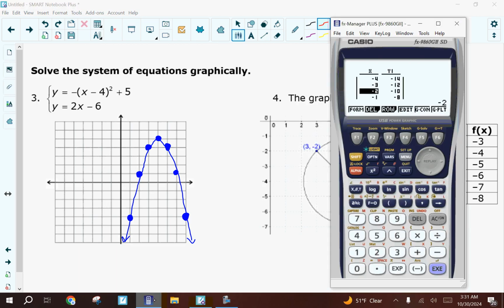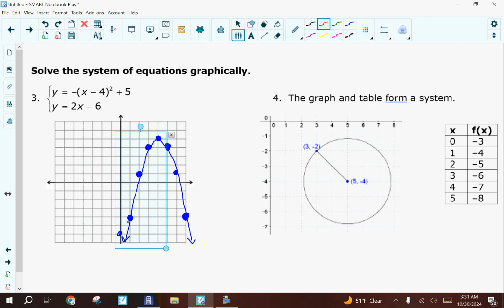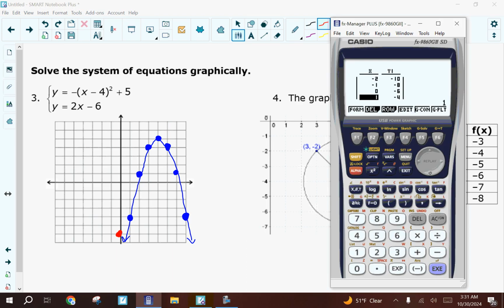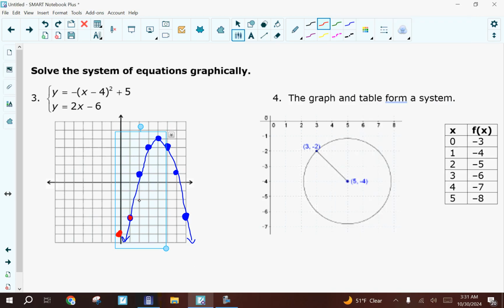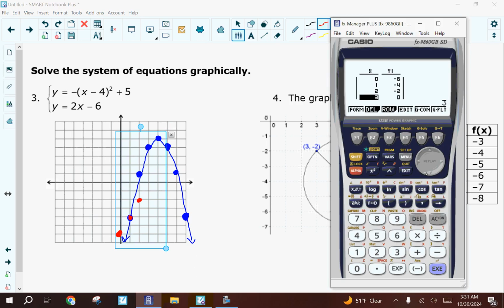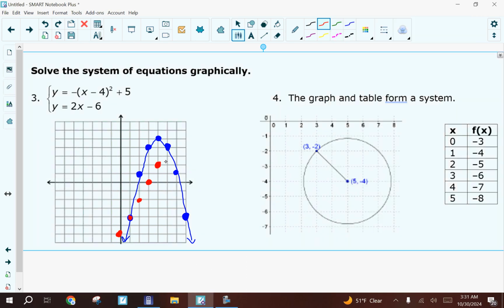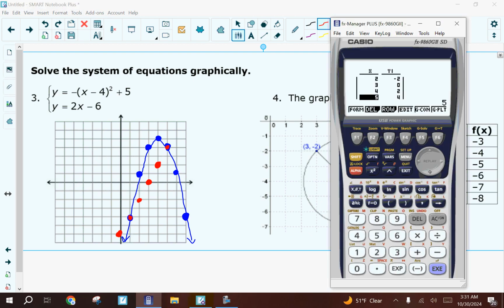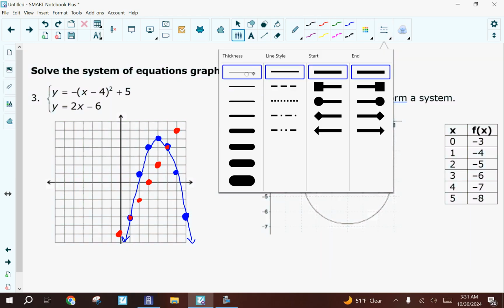This graph only goes to 7, so I'm going to have to go to here. So 0, -6. Actually, I want to change colors, so I'm going to put this one in red. And we have 1, -4, 2, -2, 3, 0, 4, 2, and then 5, 4, and then 6, 6. So I'm going to go ahead and draw that line.